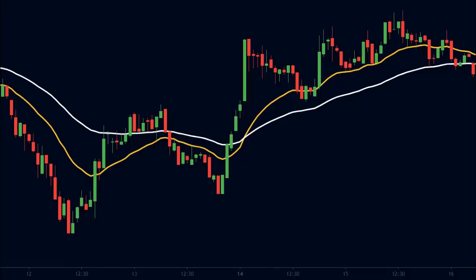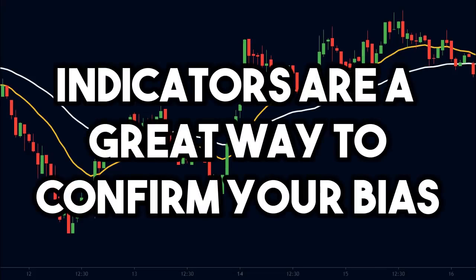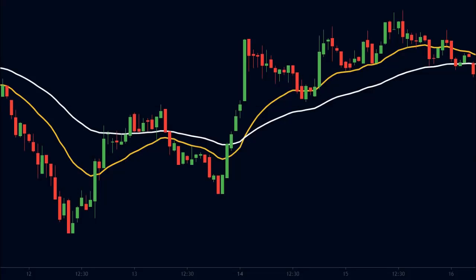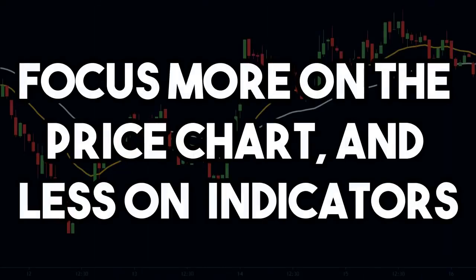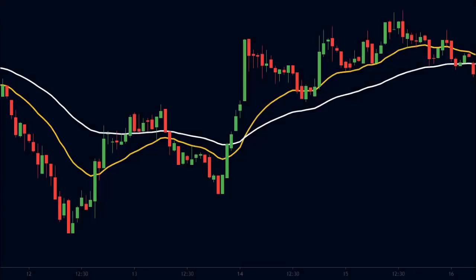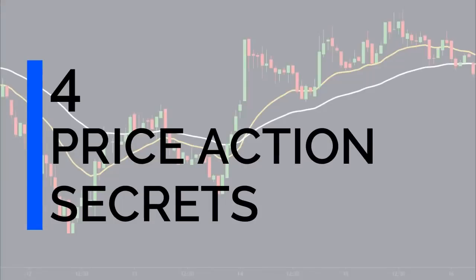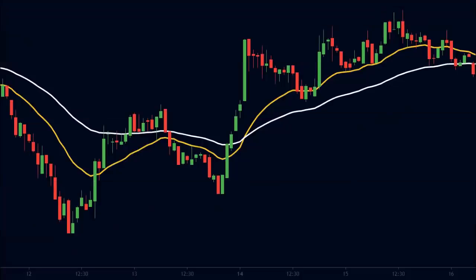I am not saying that you should not use indicators. In fact, indicators are a great way to confirm your bias. The point I am trying to make is that we should focus more on the raw price chart and focus less on indicators. Price action analysis means using the raw candlestick chart to analyze the market without using any indicators. Here are 4 price action secrets that will change the way you trade.